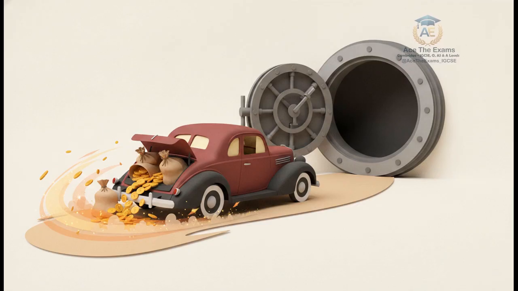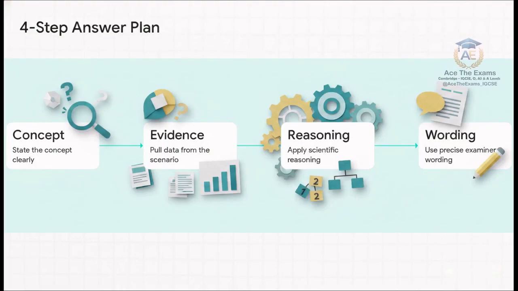You know the maths, you know the command words, so now it's time to secure the top band upgrade and escape with the absolute maximum marks possible. So the crucial point is applying this exact 4-step answer framework. First, state the concept clearly. Second, pull evidence or data straight from the question scenario. Third, apply your scientific reasoning, kind of like those base 2 place values we just used. And fourth, rapid and precise examiner wording. Remember, one distinct technical point usually equals 1 mark. Don't waste time just repeating yourself using different wording.